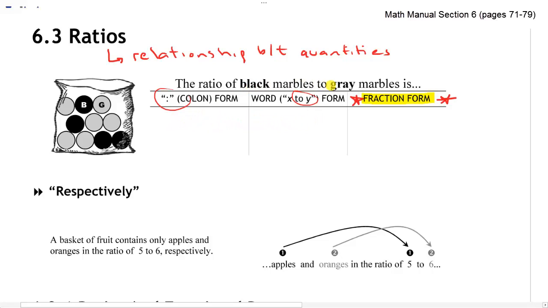So the ratio of black to gray marbles in this bag, I have got 1 black, 2 black, 3 black, 4 black marbles. I have got 1 gray, 2 gray, 3, 4, 5, 6 gray. So remember, when we express ratios, we express them in most reduced form. So 4 to 6 would reduce to 2 colon 3, 2 to 3, and then fraction form, which, like I said, is the form we want to be in, would be 2 over 3. So that is the ratio of black to gray marbles.